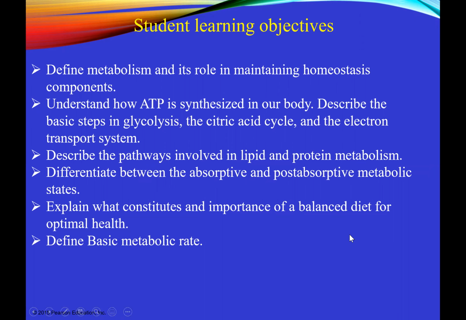What is nutrition? And there is a little activity that you can do by yourself where you can calculate your basic metabolic rate and your BMI index.